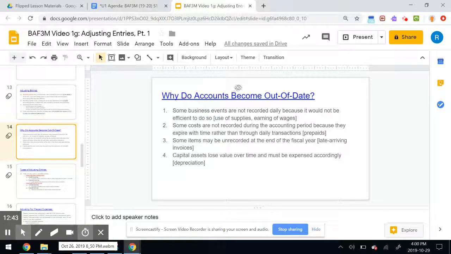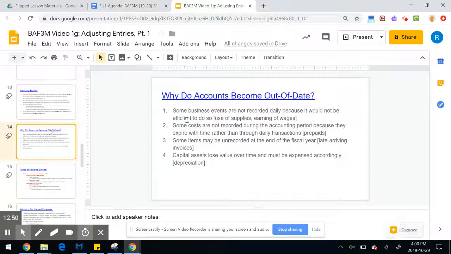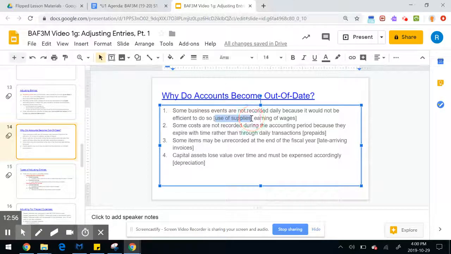So I've already been through some common examples that can cause accounts to become out of date, which is why we do adjusting entries to bring accounts to accuracy by the end of the month. Some business events are not recorded every day. So supplies. You see how at the end of the month we counted our supplies and realized how many dollars we had left. Theoretically, you could do that every 5 minutes if you want to. You could say, "Oh, we just used another 5 staples. We need to debit supplies expense for 3 cents."